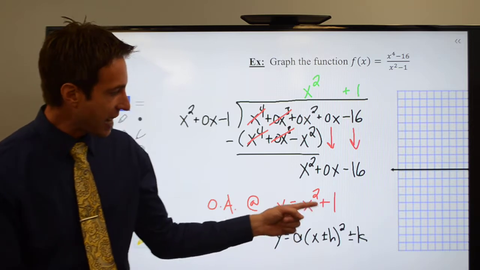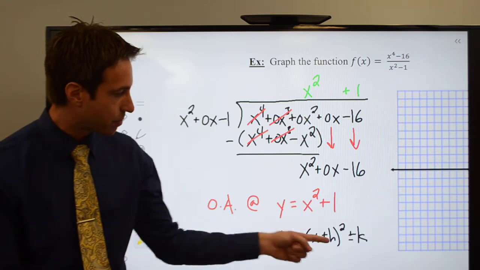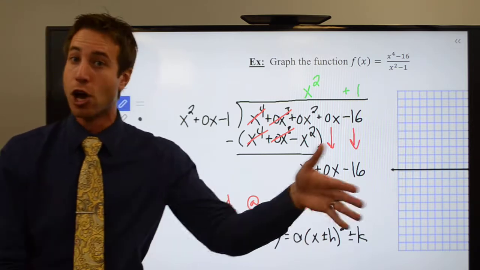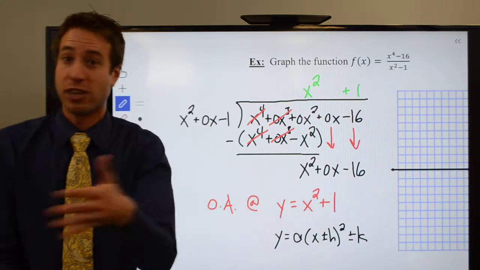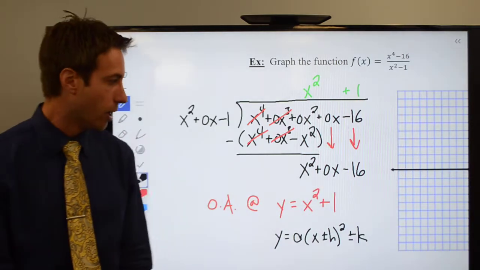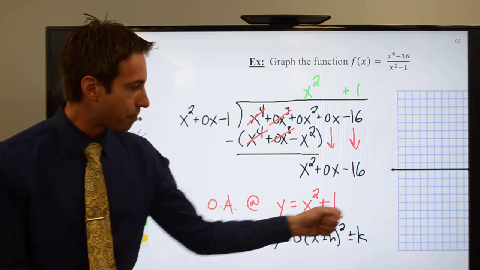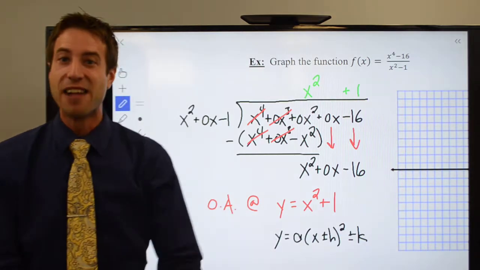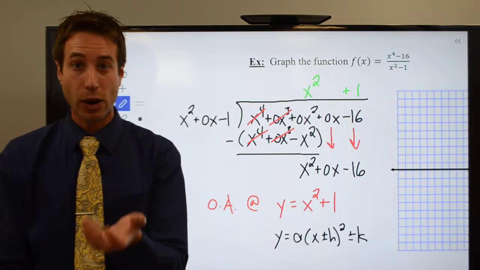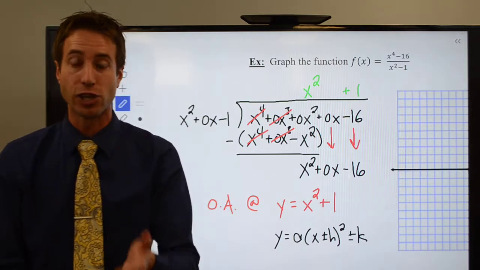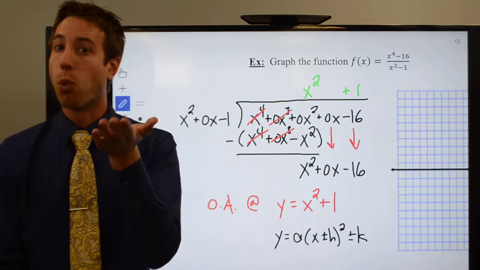H. Well, if I had an h, it'd be inside parentheses with the x, but I don't, so that means h is 0. There's no horizontal transformation. There isn't one, and my h is 0. So then what is this guy out here? Well, that plus 1 tacked on the end is a k. That means that it is the x squared function. It's just the parent function shifted up 1 unit.